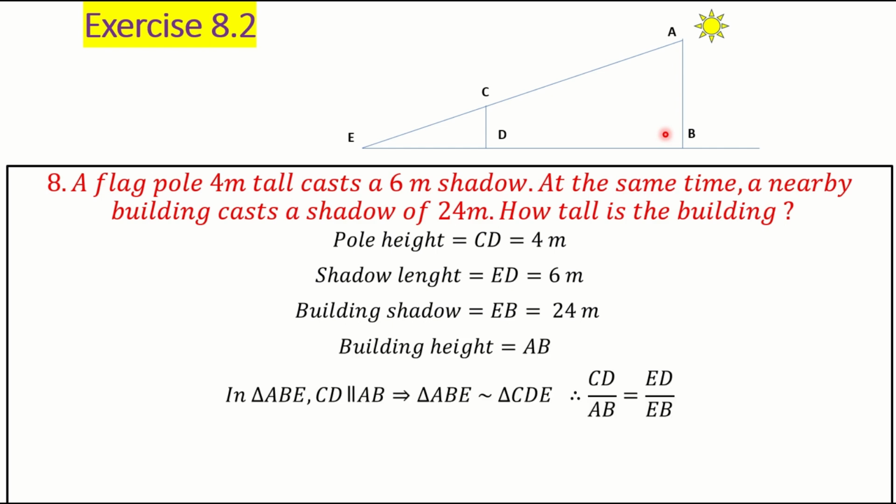From the similar triangle rule, because CD is parallel to AB, triangle ABE is similar to CDE. So CD by AB equals ED by EB. We have three values, so we substitute them and get the fourth value, that is AB, which is equal to 16 meters. Okay. Next.